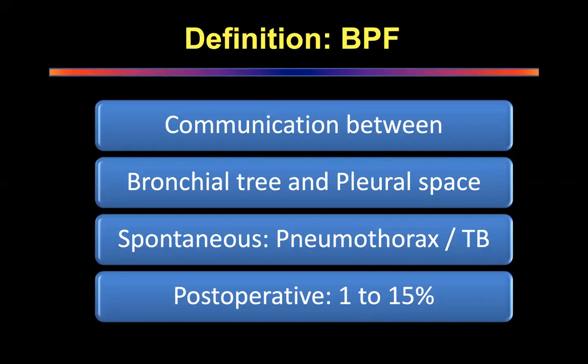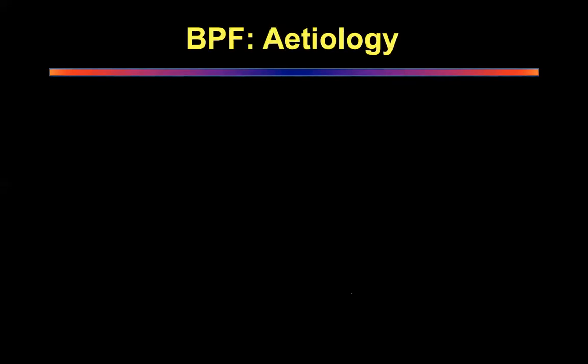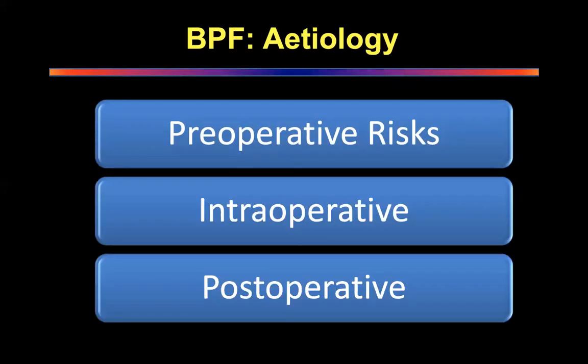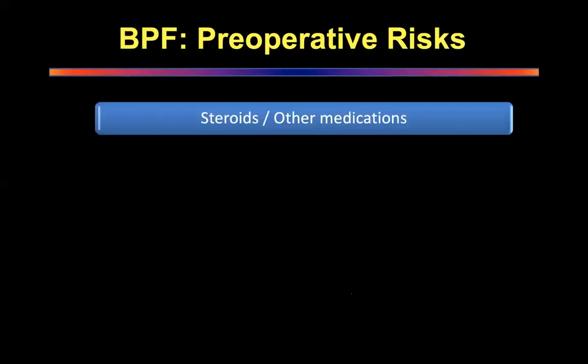I mean, if you're doing 100 lobectomies for lung cancer, for stage 1 lung cancer, there's less chance that you'll get a BPF. But if you're doing lobectomies for tuberculosis, for inflammatory diseases, then there's a high chance that you'll get a BPF, okay? So the etiologies are various. There are risk factors: preoperative, intraoperative, and postoperative risk factors.